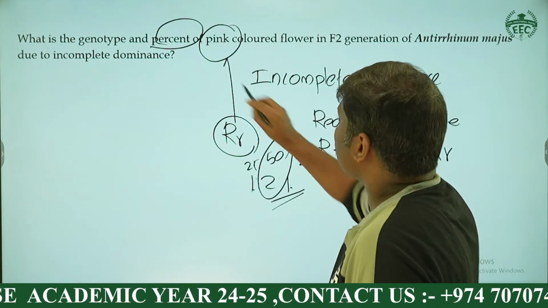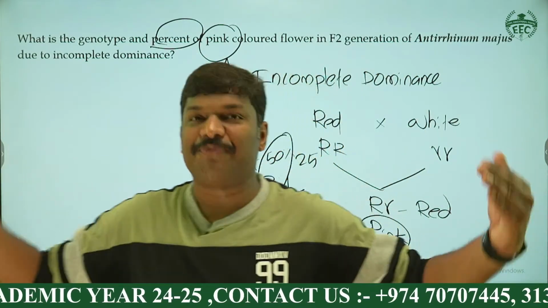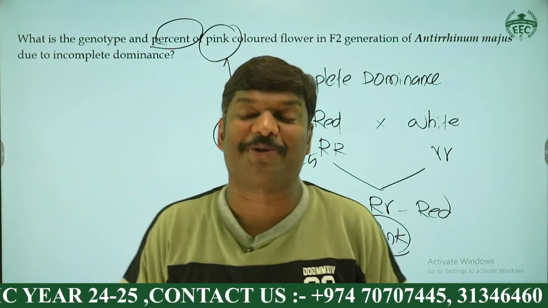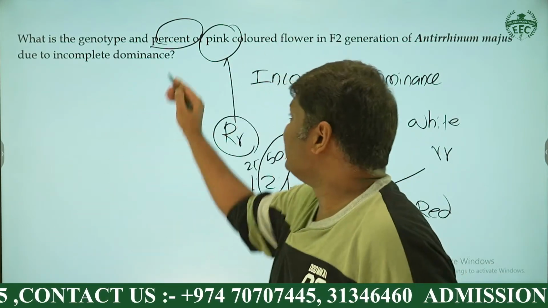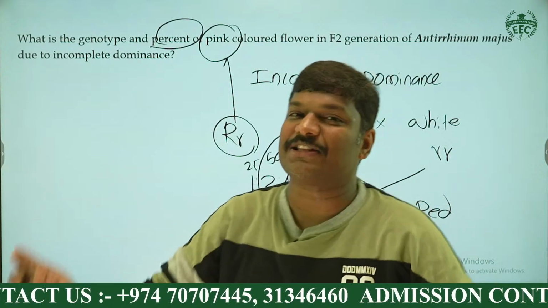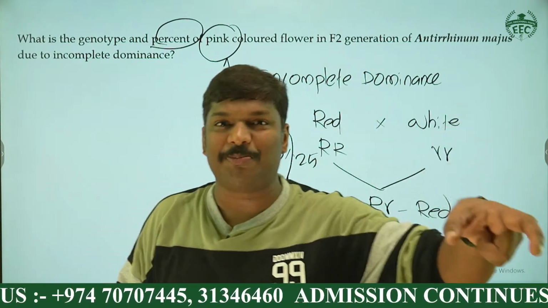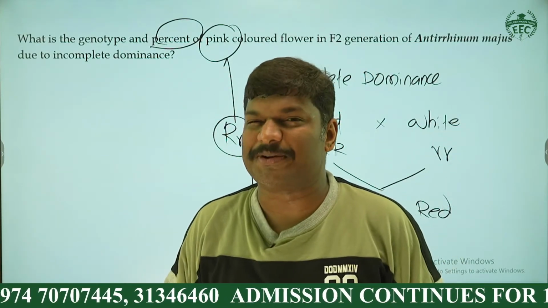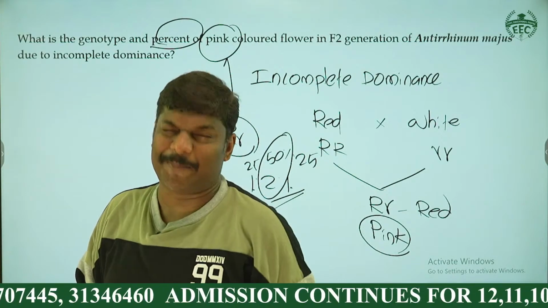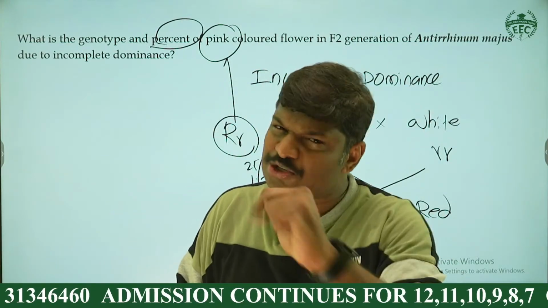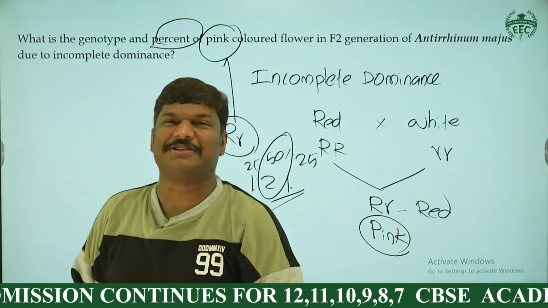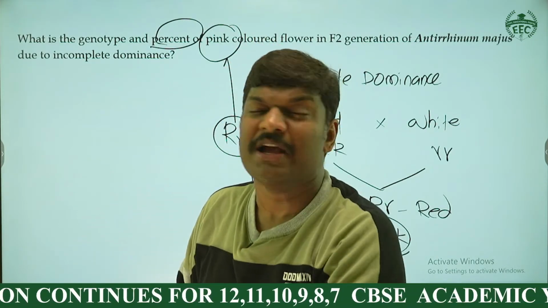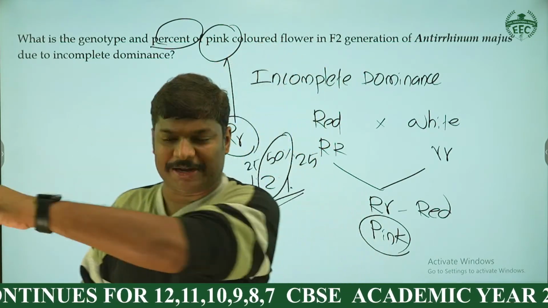The question is, what is the percentage of pink? The answer is 50%. There is a chance of an MCQ type question on this. So there are two questions in that: one is the genotype of the pink, and the other is the percentage of pink. The genotype is capital R, small r, and the percentage is 50%. If the question is red, 25%. If the question is white, 25%. 25% plus 50% plus 25% is 100%. And that is 1:2:1, both phenotypic and genotypic.